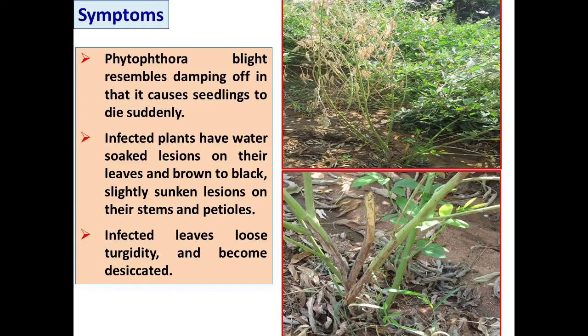If the disease arises after the emergence of the plant, then we can also control it by using a spraying method, like a fungicidal spray with metalaxyl, propiconazole, hexaconazole or thiophanate methyl. These are some registered fungicides which were found effective against this Phytophthora blight.